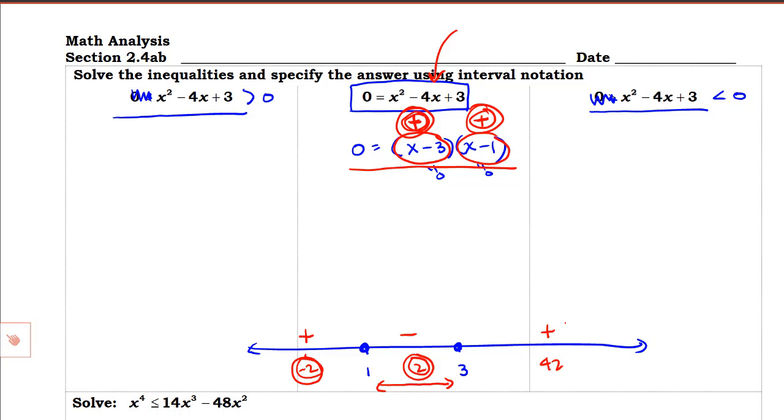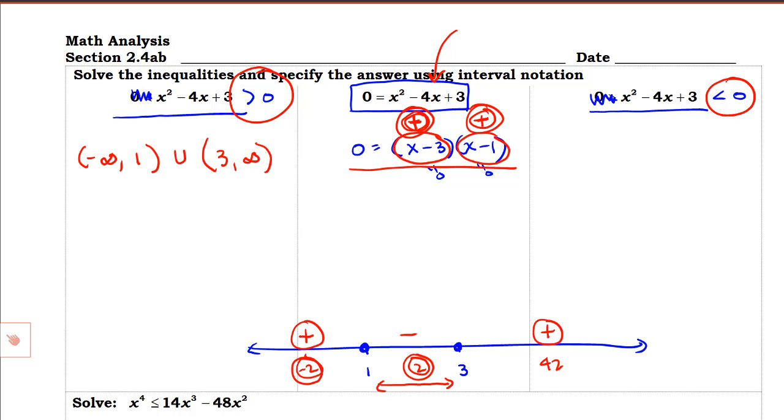And so then, hey, I think this one is these two. So, negative infinity to 1. Do I include 1? No, I want it to be positive, not 0. Union, where else is it going to be positive? 3 onto infinity. You fill out the answer for the last one here. And I hope you know that it's between 1 and 3. Do I include 1? No. Do I include 3?